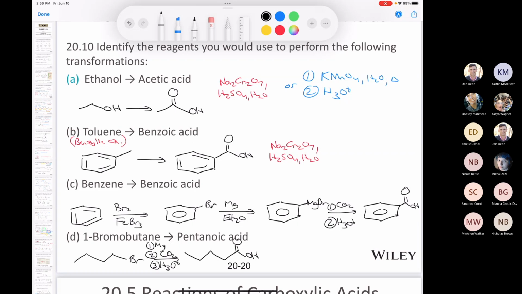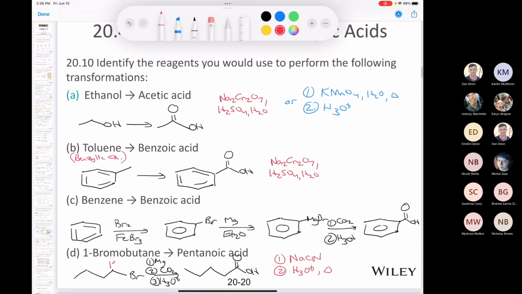What's another way? This is a primary alkyl halide. So another way I would say is you could treat it with sodium cyanide, right? And that would do an SN2 to give you the nitrile. And then you just have to hydrolyze the nitrile, so H3O+ and heat. Now we're really starting to see many ways, or maybe several ways, that you can do synthesis. A whole bunch of different ways that you can do some synthesis.